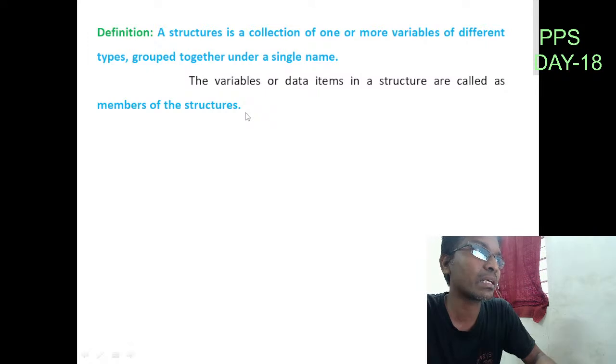I hope you understand what I am saying. So a structure is a collection of different data types, whereas an array is a collection of similar data types. And the variables or data items in the structure are called members of the structure, whereas the variables or data items in the array are called elements. So that is the difference between a structure and an array.